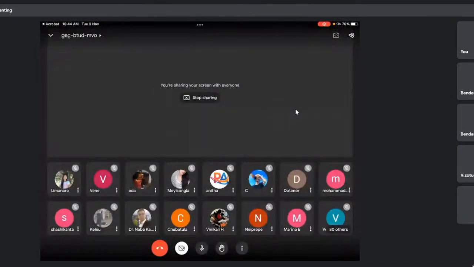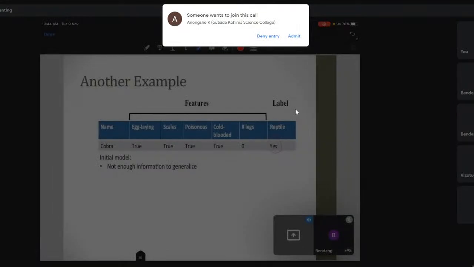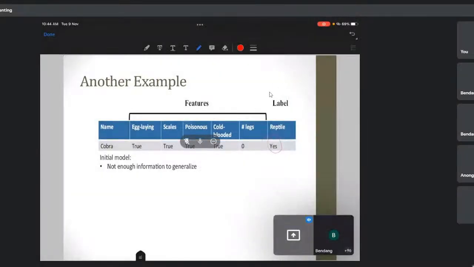Am I audible? Yes, sir, you're audible. Can you see my screen? Yes, it's visible. Okay, so there is some real network issue here. Anyway, let me start from the second example.